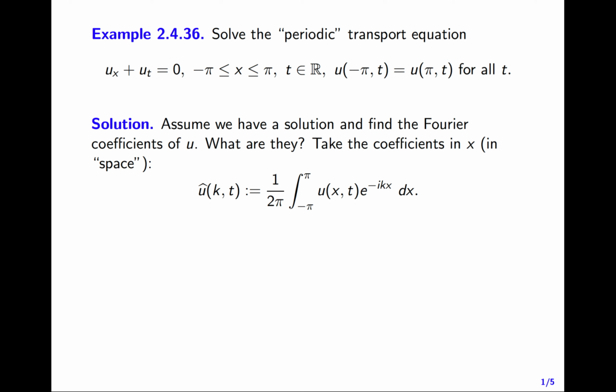So look at that integral for a moment. The variable of integration is x. k is the integer that appears in the Fourier coefficient, and now t is just coming along for the ride as a parameter. So the Fourier coefficients depend on integers k and times t now.